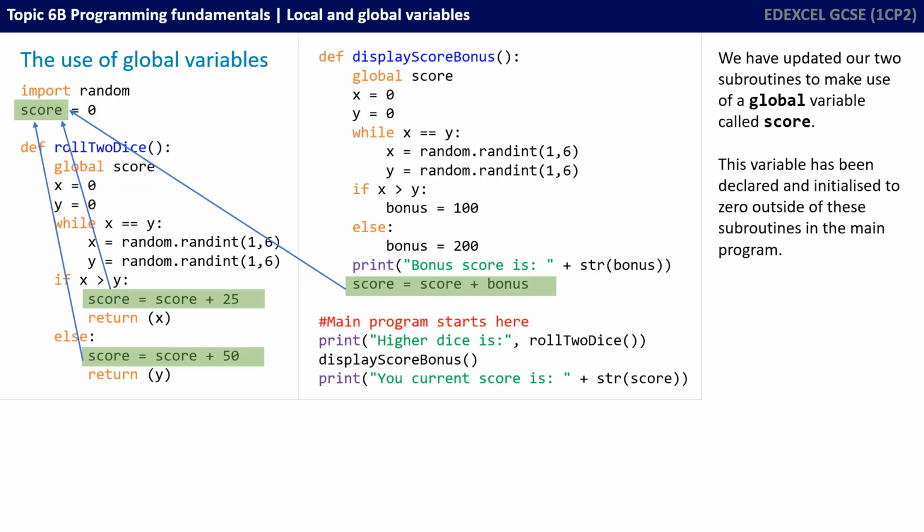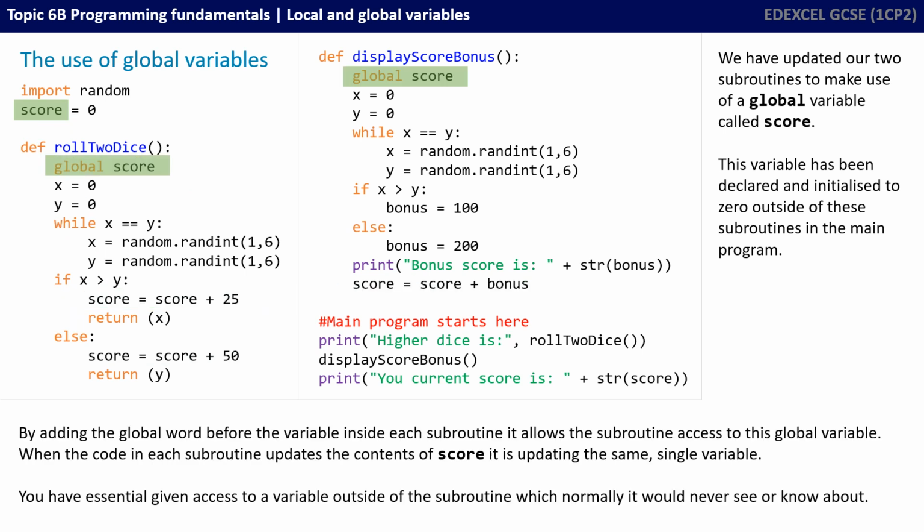We have updated our two subroutines to make use of a global variable called score. This variable has been declared and initialized to 0 outside of these subroutines in the main program at the start. By adding the global word before the variable inside each subroutine, it allows the subroutine access to this global variable. When the code in each subroutine updates the contents of score, it's updating the same single global variable. You've essentially given access to a variable outside of the subroutine, which normally it would never see or know about.